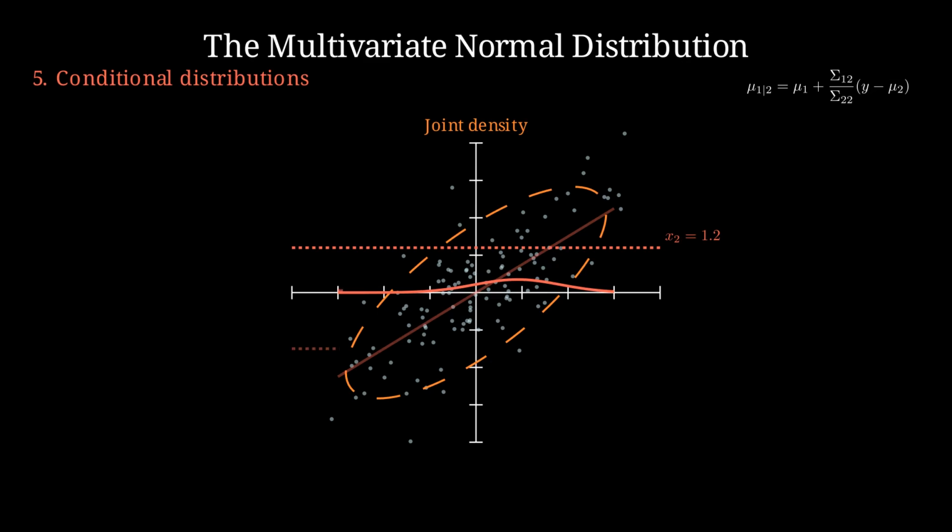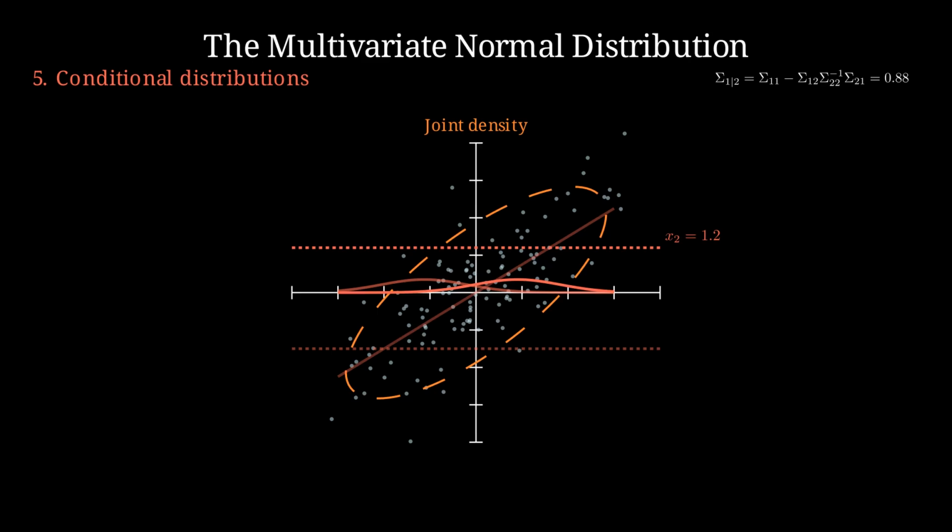Slide the slice to a different value of x2 and the conditional mean moves along the red regression line. Here at x2 equals negative 1.5, the conditional bell shifts left. The conditional variance stays the same regardless of which value you condition on, only the mean slides. That constant conditional variance is a special feature of the normal distribution.